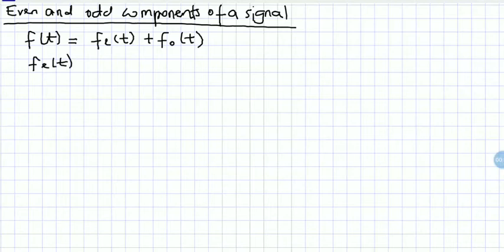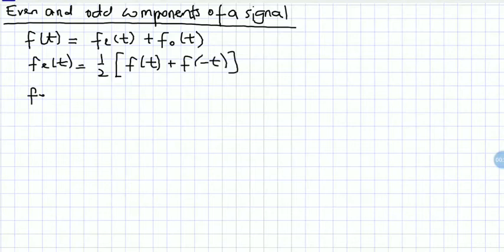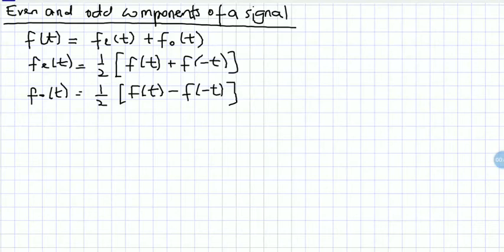The even component is given by 1/2 of f(t), the original signal, plus f(-t). And the odd component of a signal is given by 1/2 of f(t) minus f(-t). So that means that if we have a function or a signal f(t), we can separate it into the even and odd component by finding these values. The even component is this equation and the odd component is this equation.